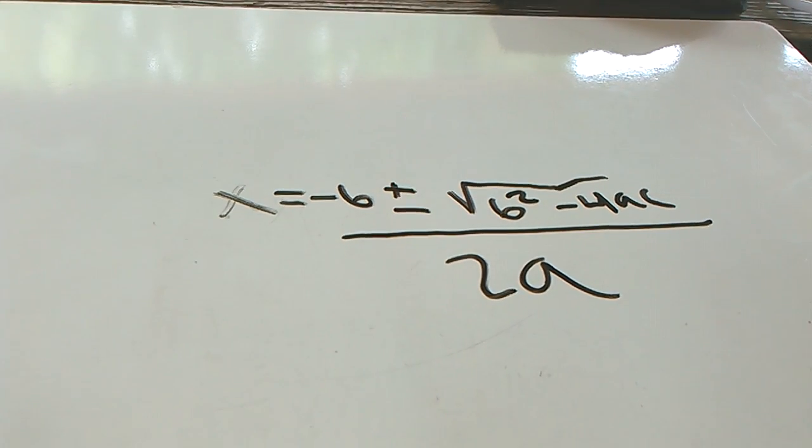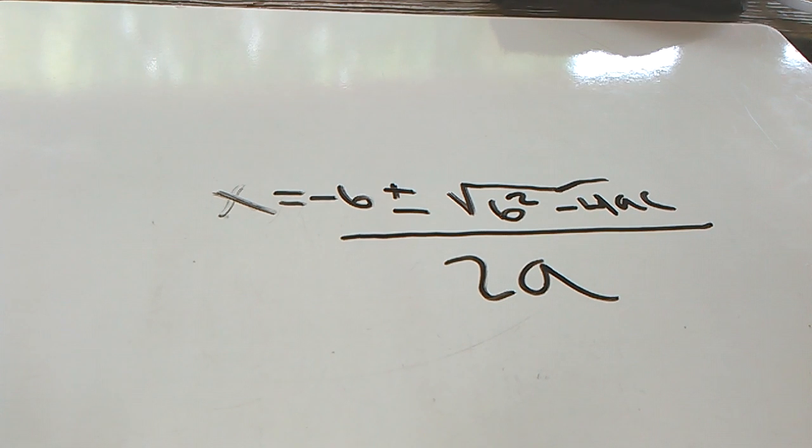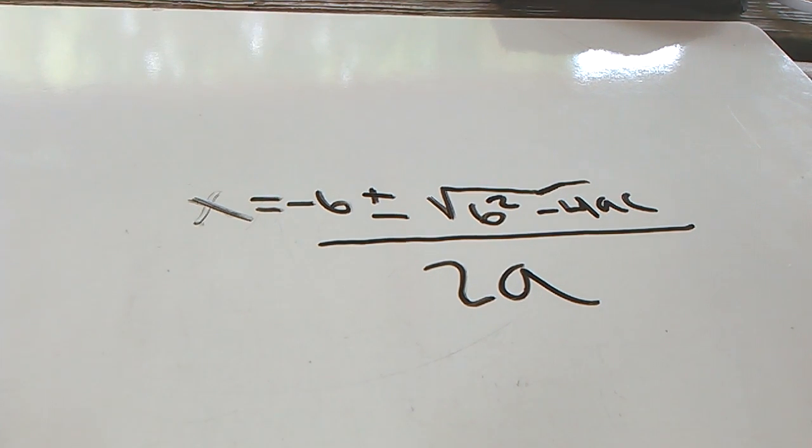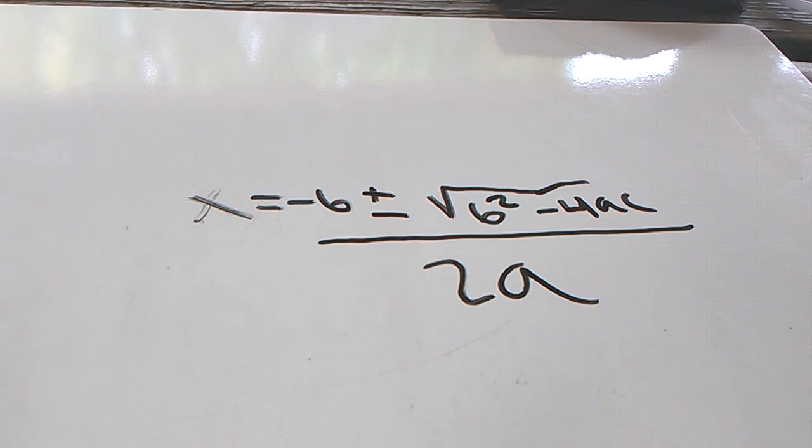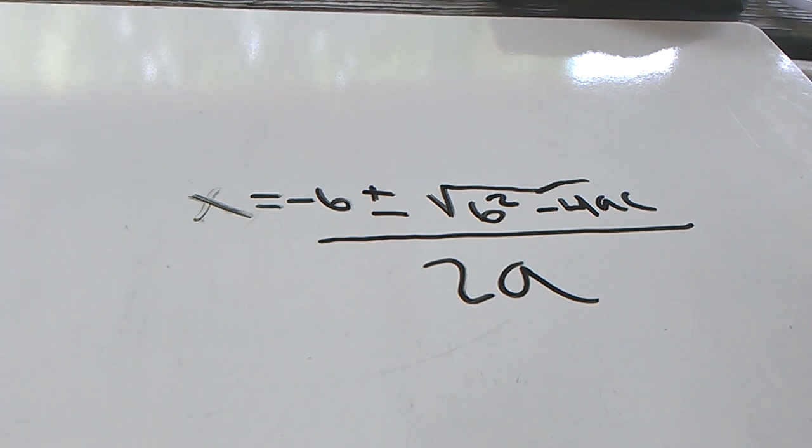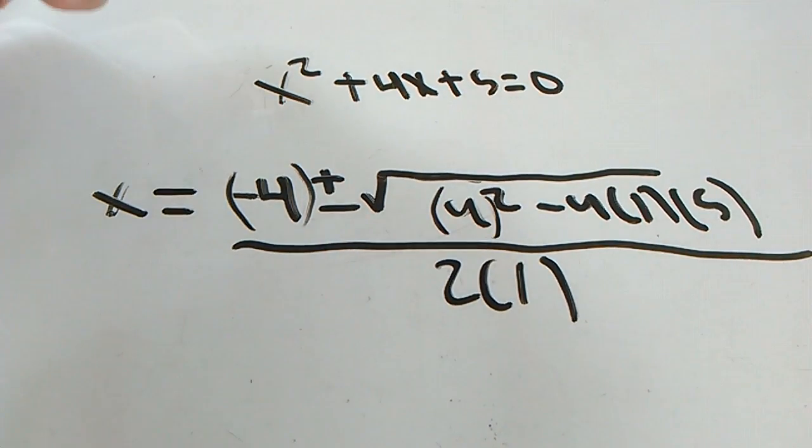The formula given by the quadratic formula is x equals negative b plus or minus the square root of b squared minus 4ac, all divided by 2a. So we need to understand that before we start solving. We're going to find the variables before we start plugging things in.